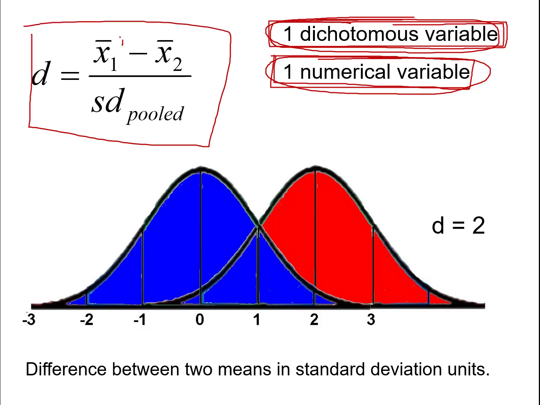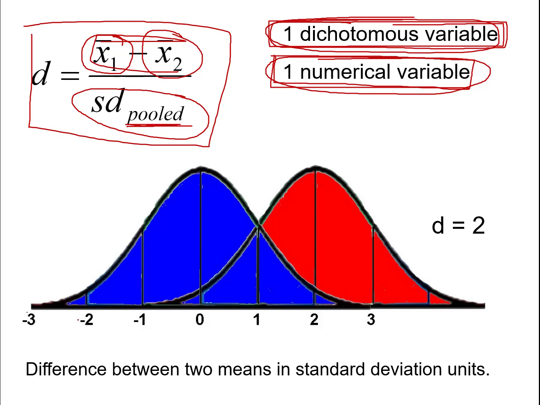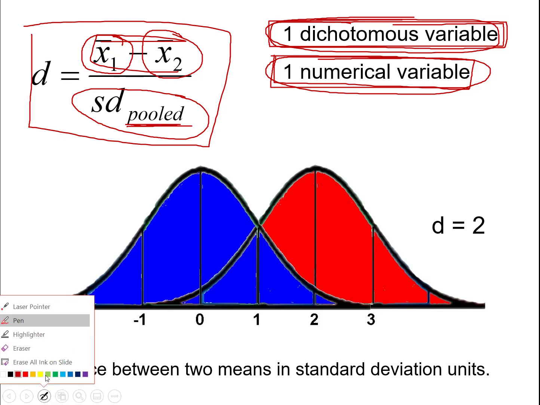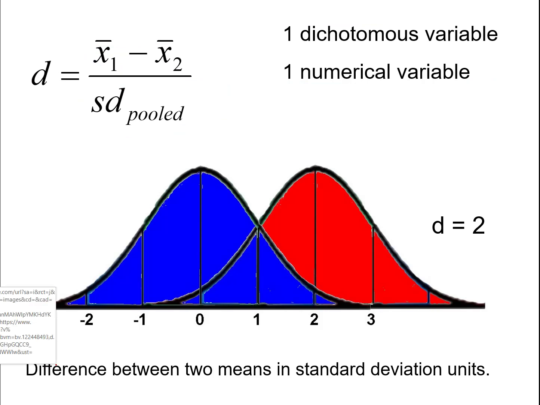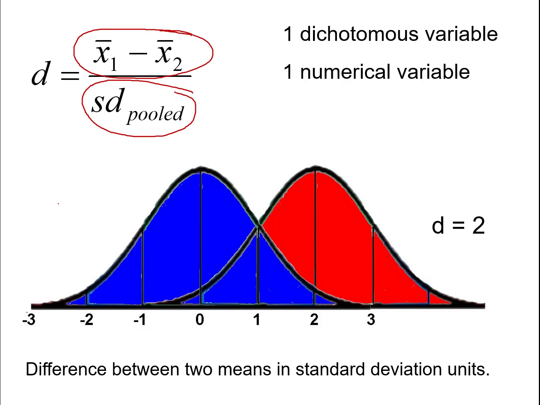We take the mean for group 1, so I need to have two groups. I have the mean for group 1, and I subtract from it the mean for group 2, so I get a difference between the two means, and then I divide that by a standard deviation. I call it the pooled standard deviation. I'll explain what I mean by pooled in just a moment. For now, you can just think we're going to divide it by the standard deviation. So what is that doing? It's going to give me the size of difference between my two means in standard deviation units.